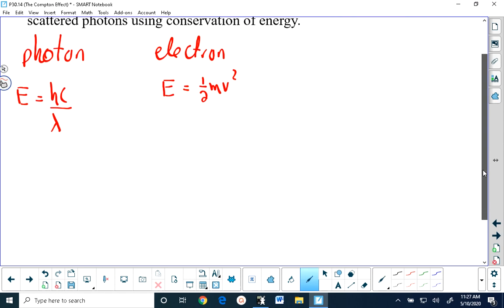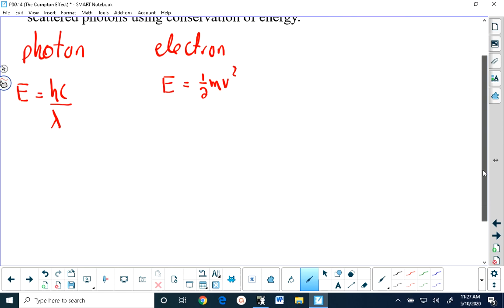So how are we going to use this to determine the wavelength of the photon after the collision? We're going to set up a conservation of energy equation which says the total energy before and the total energy afterwards are equal because energy is conserved during the Compton effect. So what do we have before the collision?